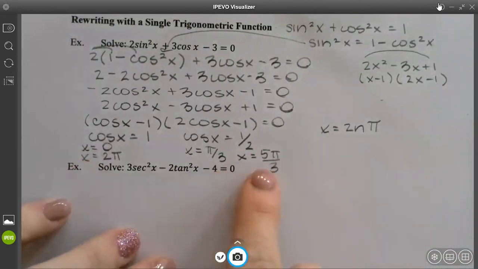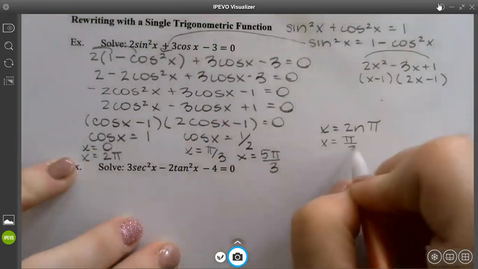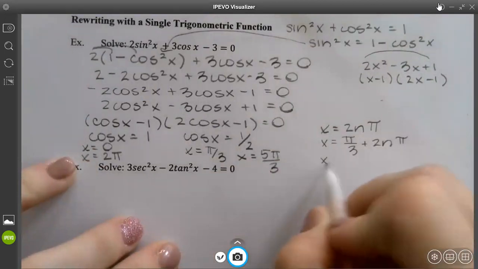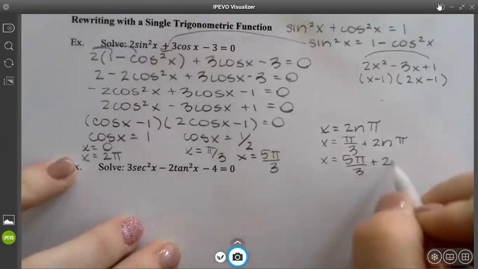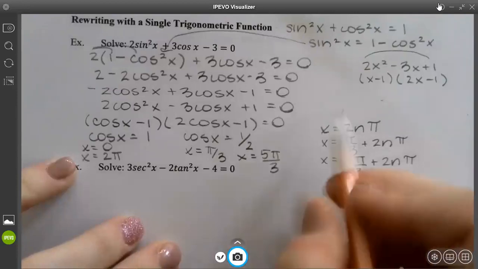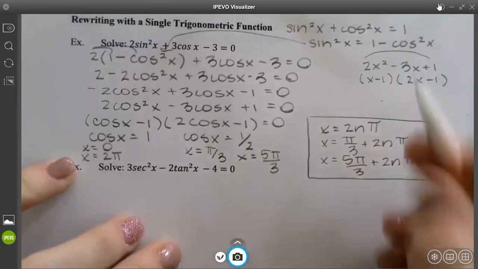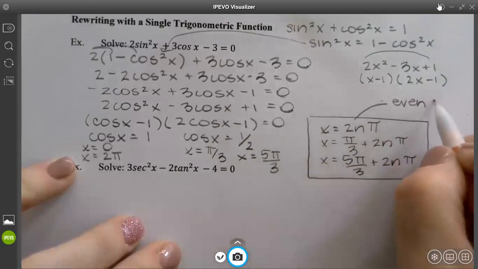What do I have to do to these two? Add 2 n pi. So pi over 3 plus 2 n pi, and 5 pi over 3 plus 2 n pi. Okay, again, we had to do this so that we could have even numbers.